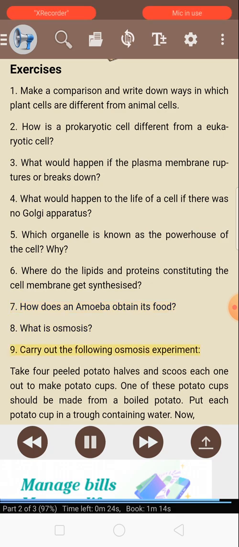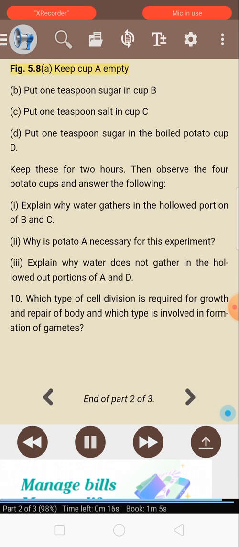Carry out the following osmosis experiment. Take 4 peeled potato halves and squeeze each one out to make potato cups. One of these potato cups should be made from a boiled potato. Put each potato cup in a trough containing water. Now, figure 5.8. A. Keep cup A empty. B. Put 1 teaspoon sugar in cup B. C. Put 1 teaspoon salt in cup C. D. Put 1 teaspoon sugar in the boiled potato cup D. Keep these for 2 hours. Then observe the 4 potato cups and answer the following.